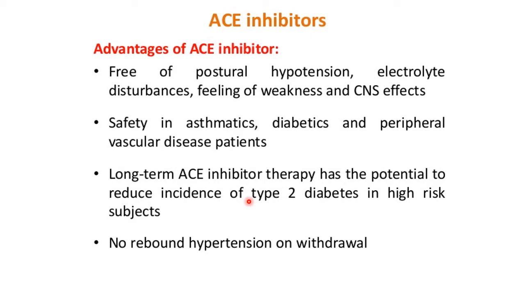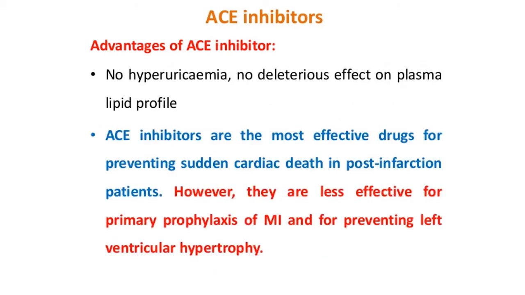Therefore, we use ACE inhibitors in patients of diabetic nephropathy. Their blood pressure will decrease. Also, they will be prevented from diabetic nephropathy. With ACE inhibitors, there is no rebound hypertension on withdrawal. There is no hyperuricemia or deleterious effect on plasma lipid profile. ACE inhibitors are the most effective drugs for preventing sudden cardiac death in post-infarction patients. However, they are less effective for primary prophylaxis of myocardial infarction or preventing left ventricular hypertrophy. This has been derived from studies. However, ACE inhibitors are the most effective drugs for prevention of sudden cardiac death in post-infarction patients.